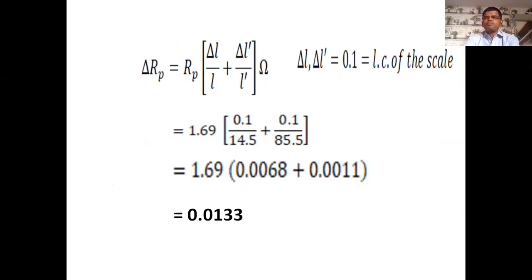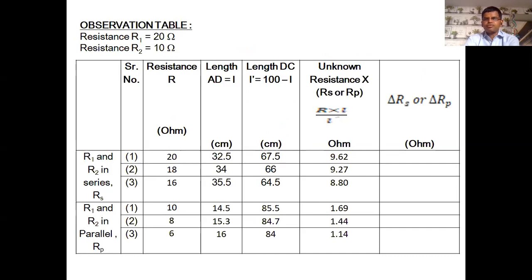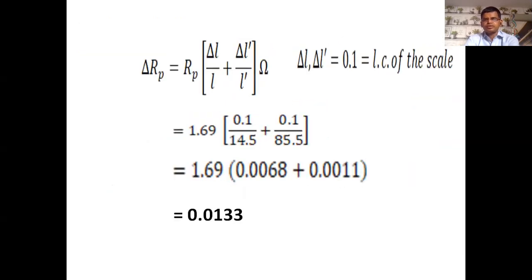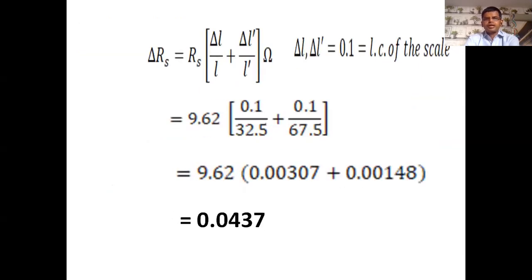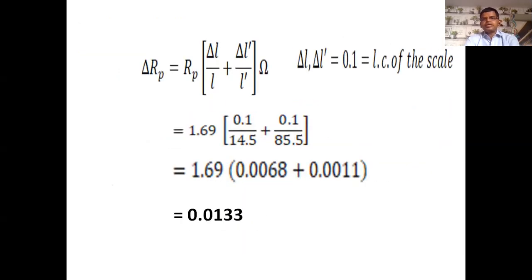Now delta L is 0.1, and L is the first value from the table, the first line, 14.5. We put it here, and L dash is 85.5, we put it here. Then we solve the equation with the help of a calculator. So we found the final answer 0.0133. So this is the value of delta RP. The remaining values you find yourself and write in your record book.